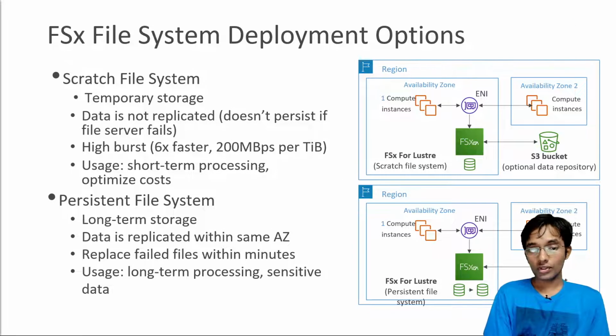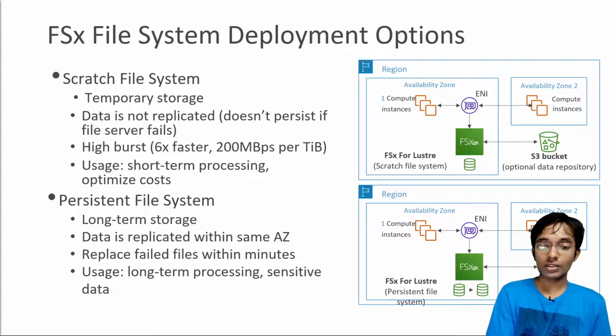Now for FSx, you also need to know the file system deployment options, and there are two: a scratch file system and a persistent file system. A scratch file system is going to be temporary storage, and the data will not be replicated. That means that you have a file and you will lose it if the underlying server fails.